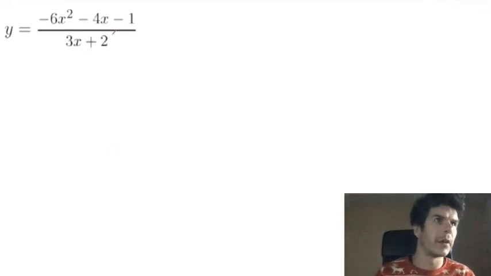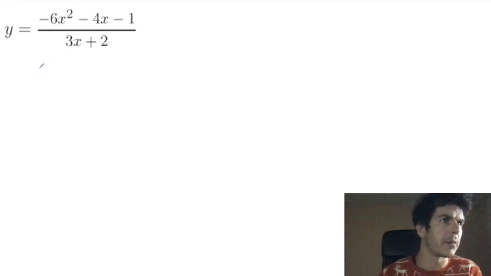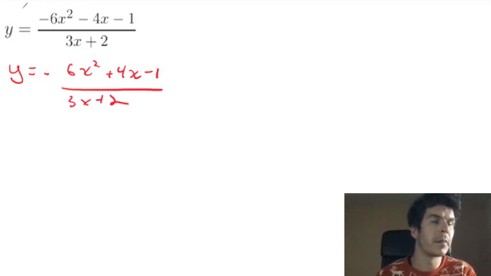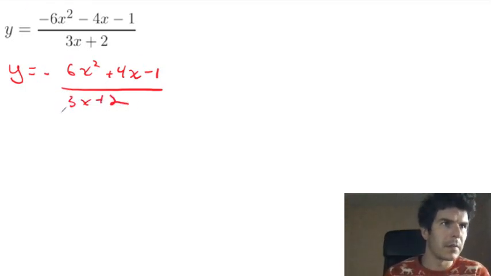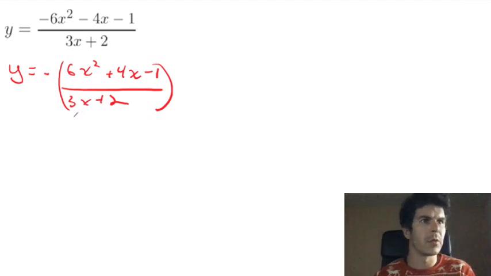What to do if you have a quadratic on the top. First thing we're going to do is just simplify as much as possible, which means getting rid of this negative on the top. Negative 6x squared plus 4x minus 1 over 3x plus 2. Looking at this, I don't think there's a way to factor either the top or the bottom. So we're just going to go ahead and divide.